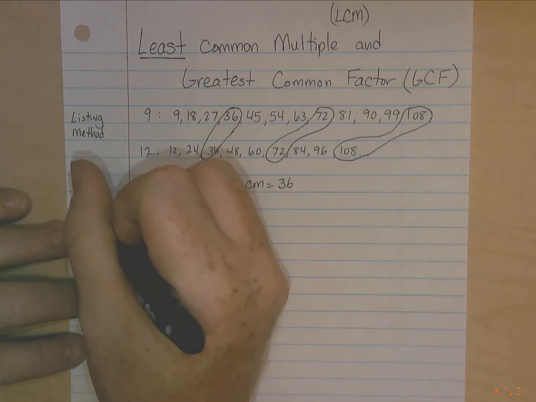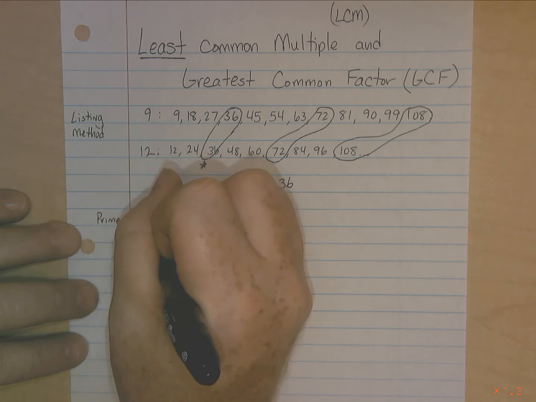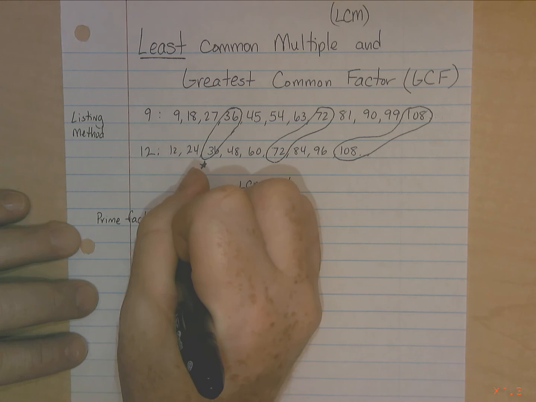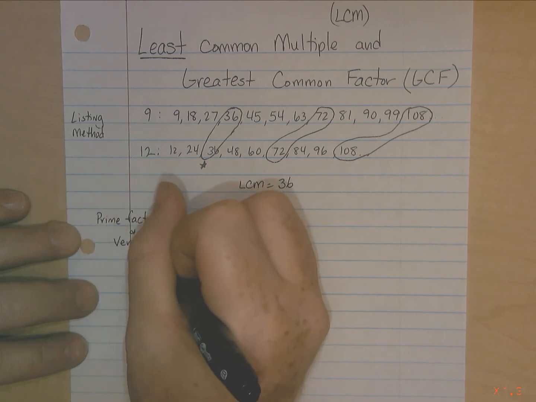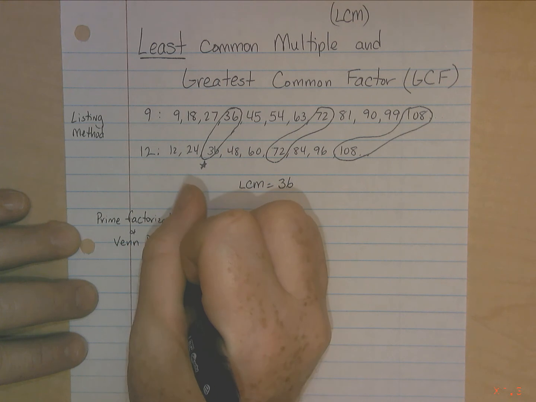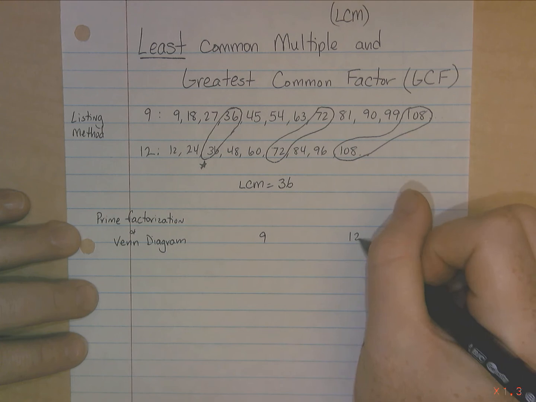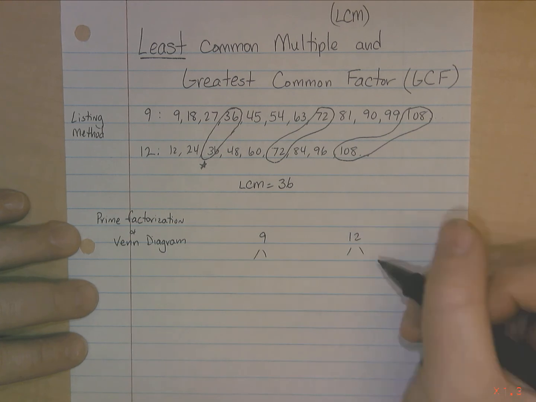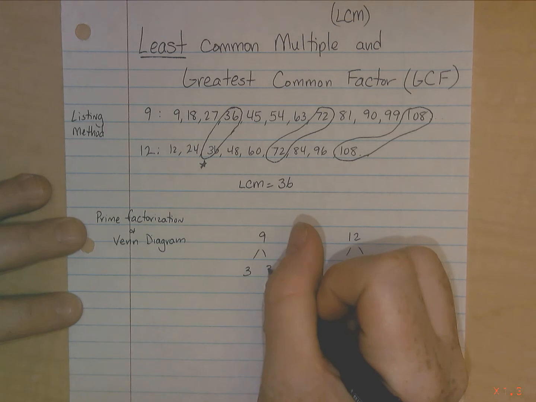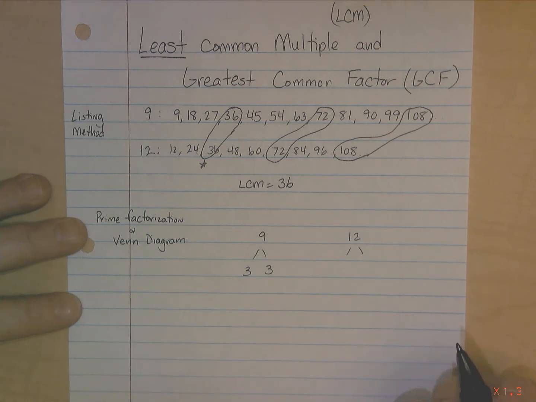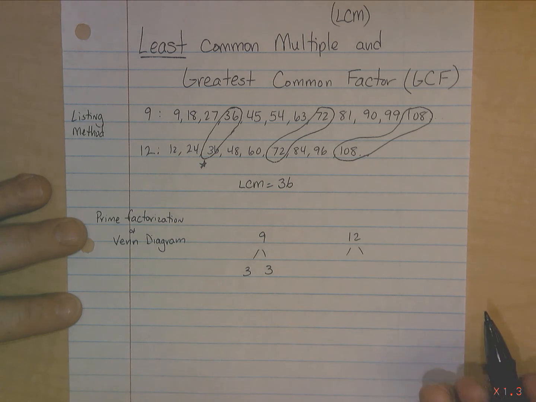So let's do the prime factorization method and the Venn diagram. So the prime factorization is kind of like a tree. You start with 9, start out with 12. What 2 factors create 9? 3 times 3. And since they're prime numbers, which cannot be divided by any other number except by itself or by 1.